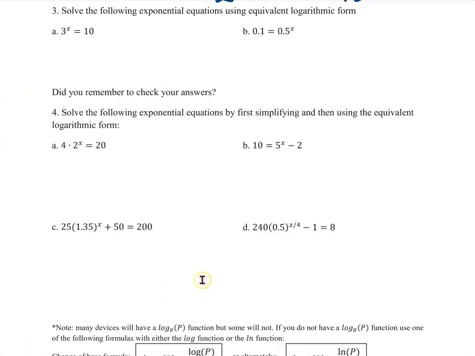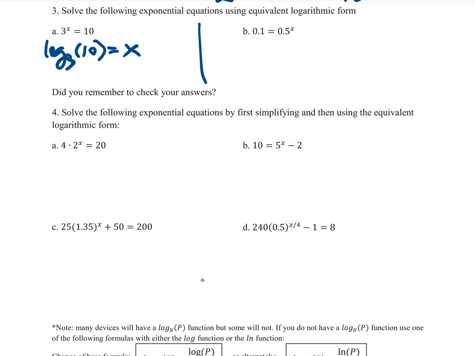Okay. More examples here. Number 3. Solve the following exponential equations using equivalent logarithmic form. Letter A, 3 to the power of x is equal to 10. The base of the exponential is 3, so that's going to be the base of your log. So log base 3 of 10 is equal to x. And we're going to use Desmos later to find the value of x.